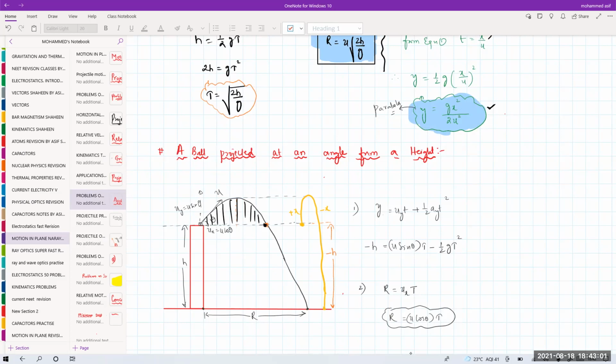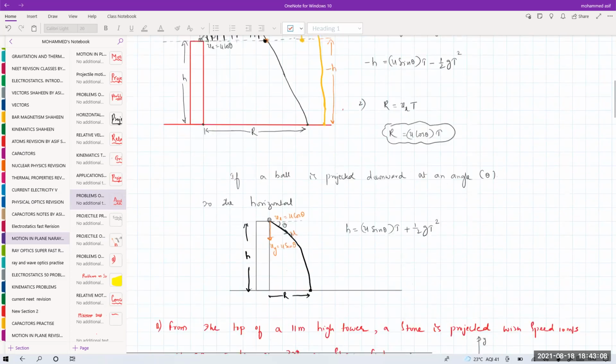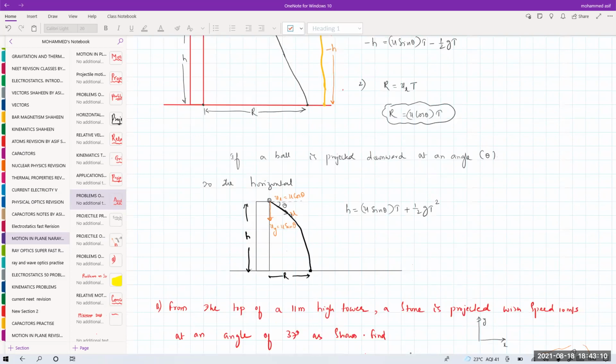For the range, we calculate horizontal velocity into time. Horizontal velocity is u cos theta into time here. In the same way, if a ball is projected downward at an angle theta, previously it was upward, now when it is projecting it makes an angle theta with the horizontal. Again, you need to resolve u cos theta and u sin theta.